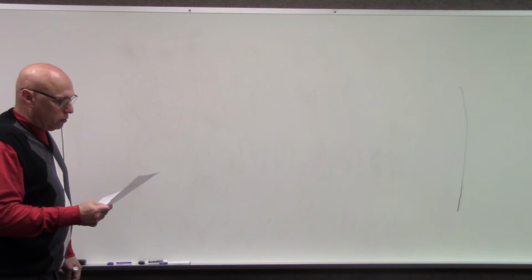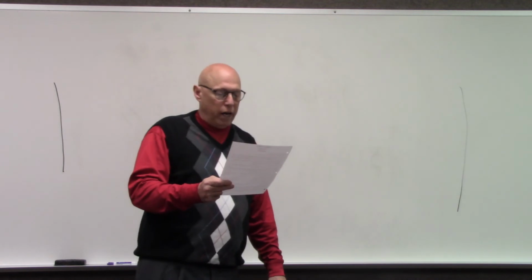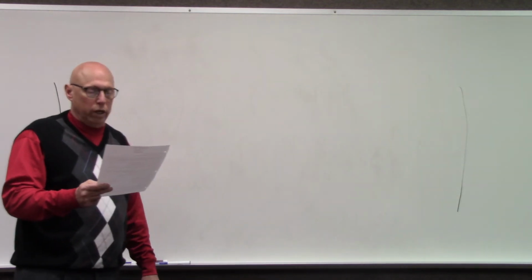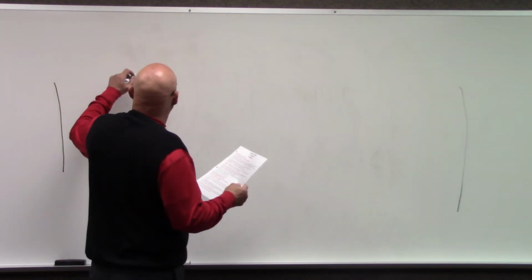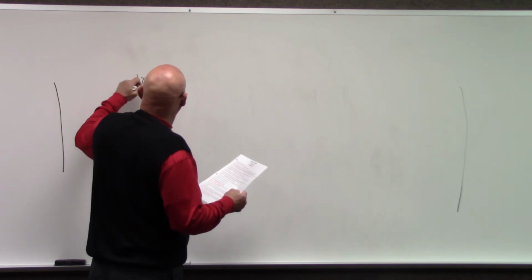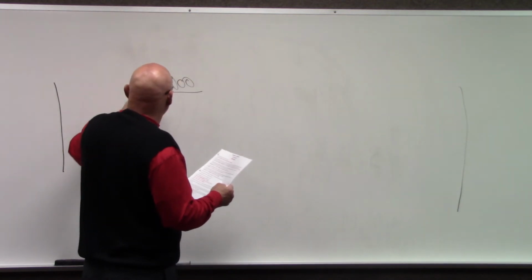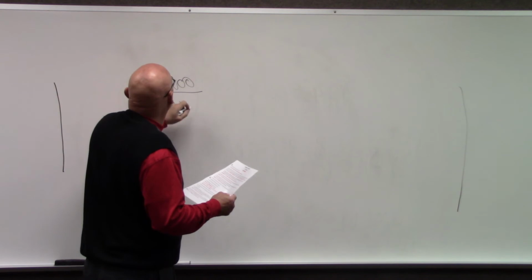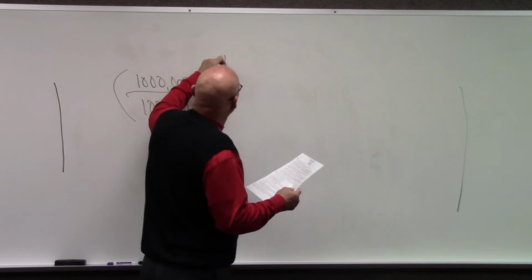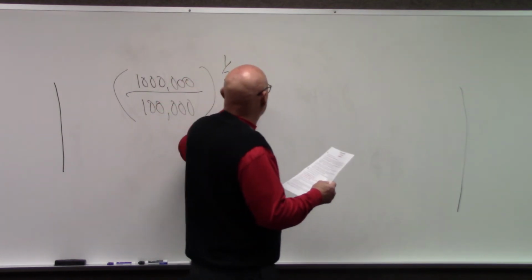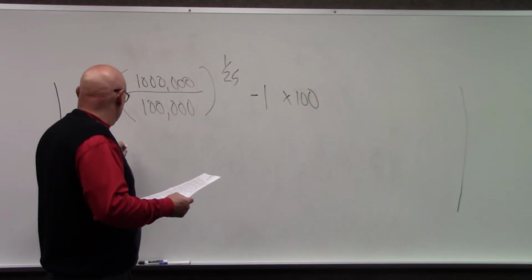Your goal is to have $1 million in 25 years. Future value. You have $100,000 invested right now. Present value. How much do you have to earn each year on the investment to realize your goal? All right? So, $1 million is your ending value divided by 100,000 is your beginning value raised to the 1 over 25 minus 1 times 100.